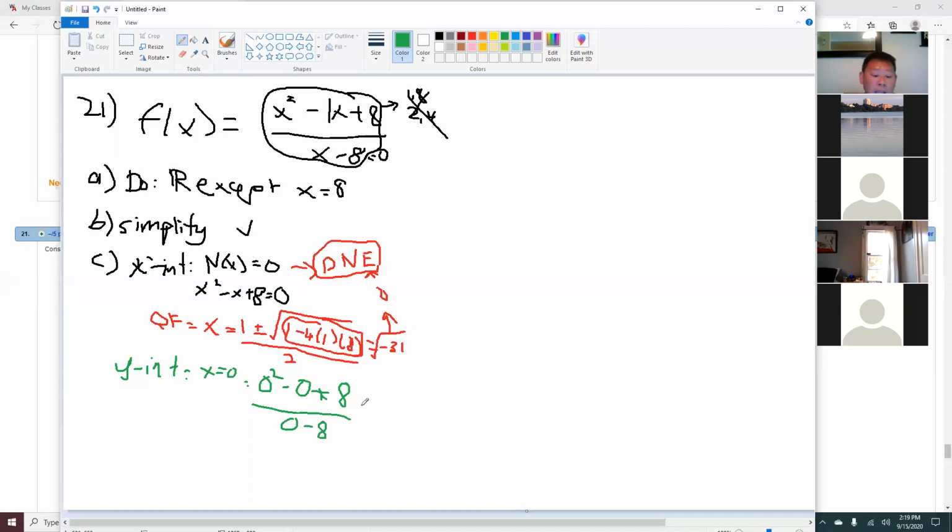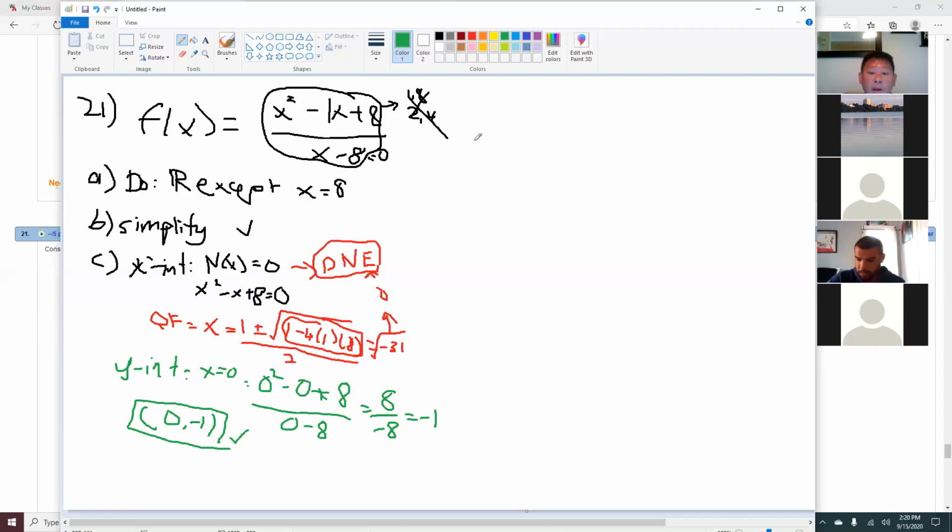So this, you will get 8 and negative 8. So you will get negative 1. So in this case, we do have a y-intercept, and the y-intercept is (0, negative 1). We don't have an x-intercept in this case.